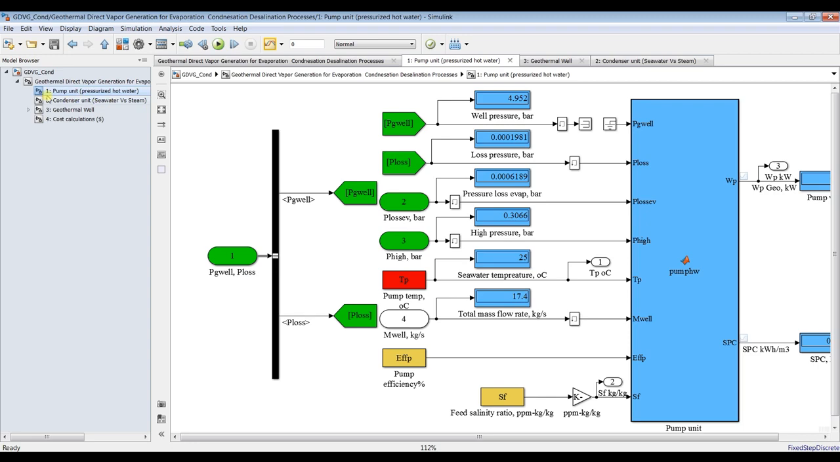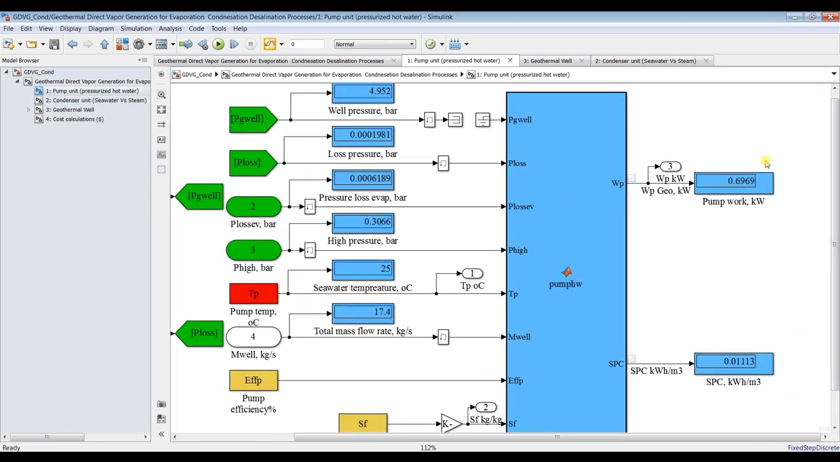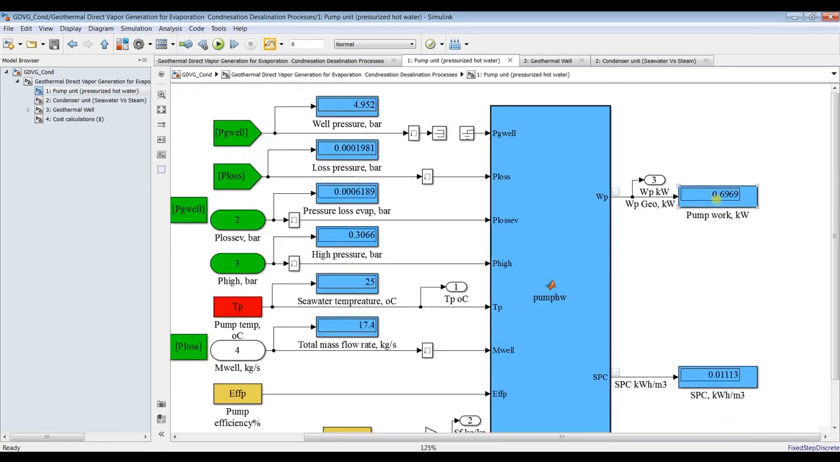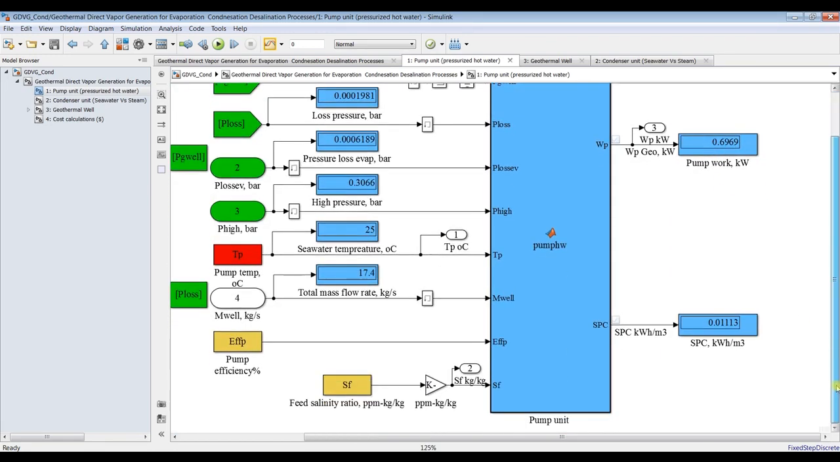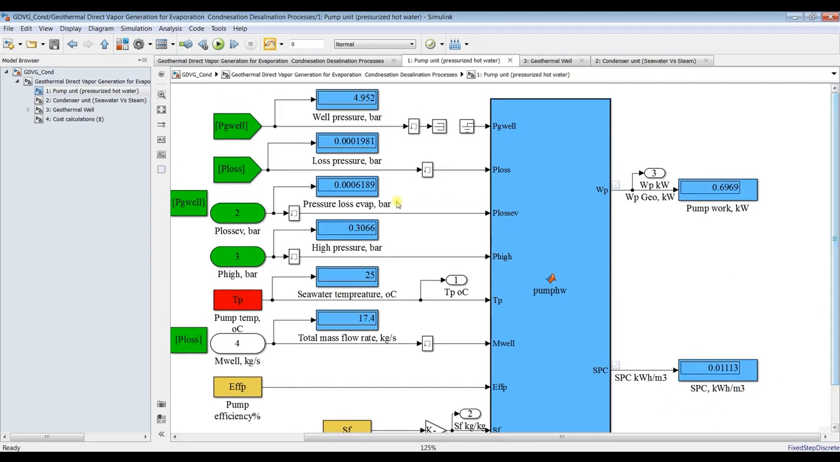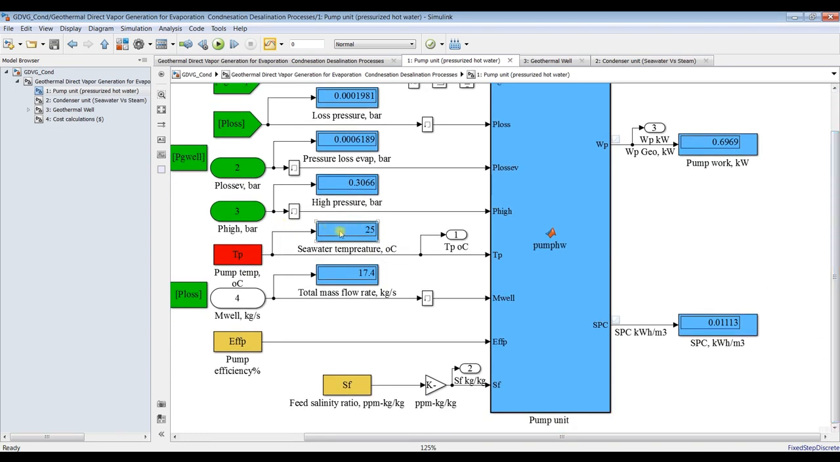First one is pump. As you can see here, this is our pumping power. It's nearly 0.7 kilowatts. Sure, if you increase your system productivity, it will consume more power. This is specific power consumption. And we have here the pressure loss to the evaporator, the high pressure in bars. This is the temperature of the feed, and this is the total mass flow rate. Total mass flow rate, we already assigned this.